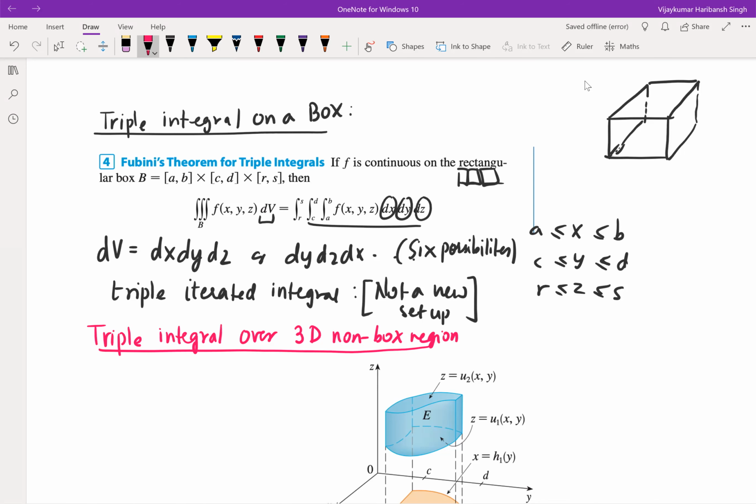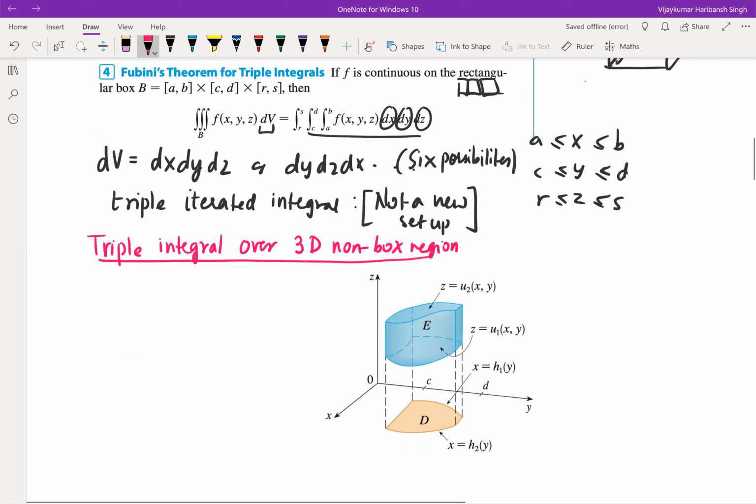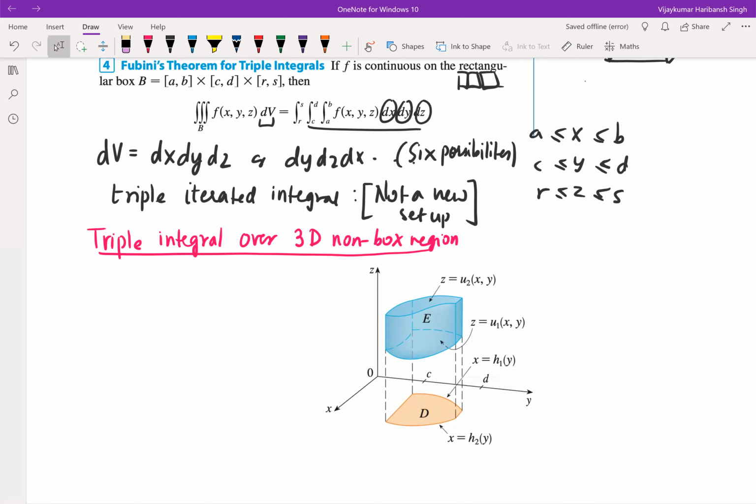As we have one here. So suppose we want to integrate the triple integral over E of f(x, y, z) dV. So we want to integrate this function over this solid E. How do we do that?